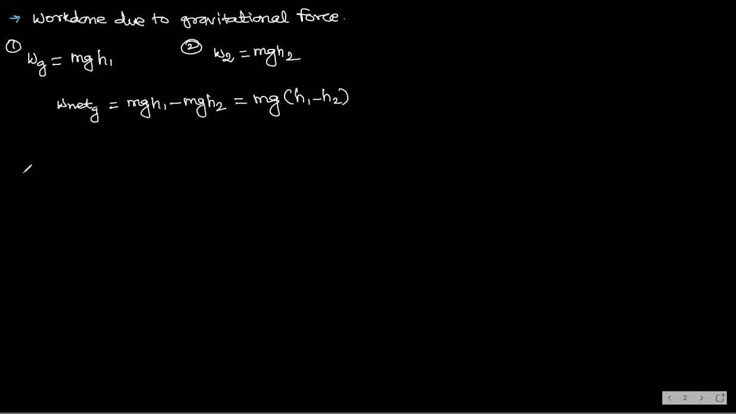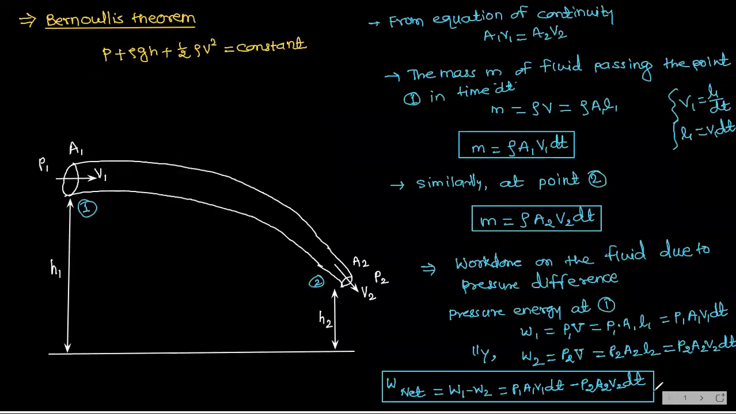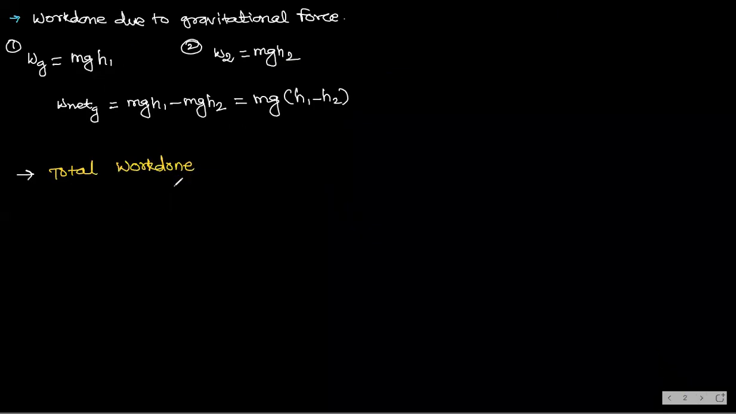Now total work done. Total work done means due to this gravity as well as this pressure energy. So what we have? This W net due to pressure plus this W net due to gravity, which is equal to P1 A1 V1 dt minus P2 A2 V2 dt plus mg into (h1 minus h2). Yes, clear?